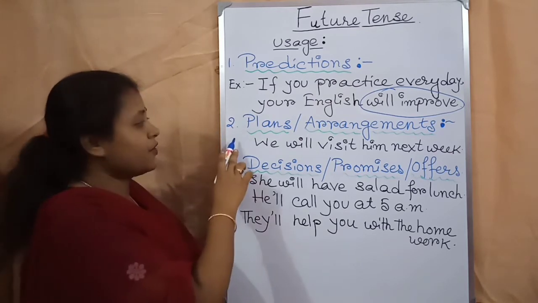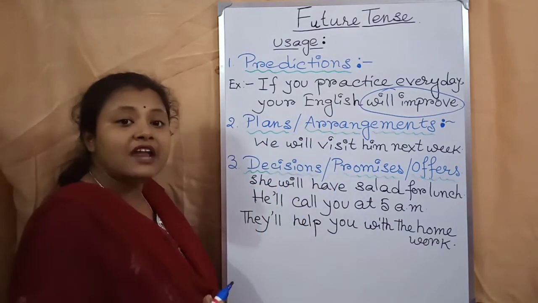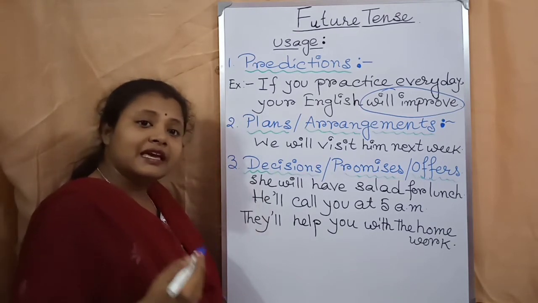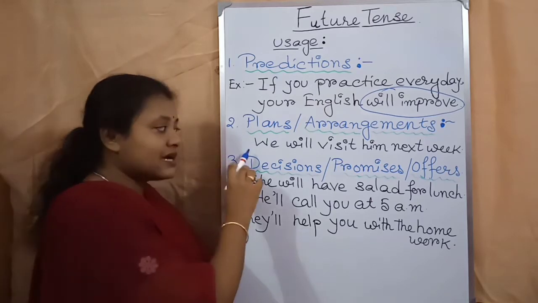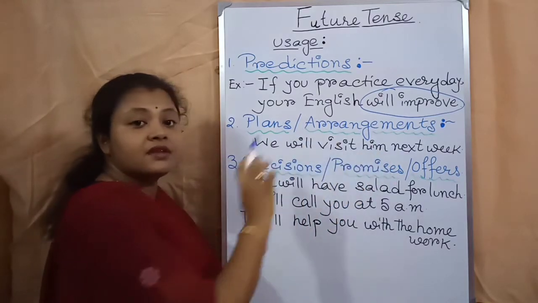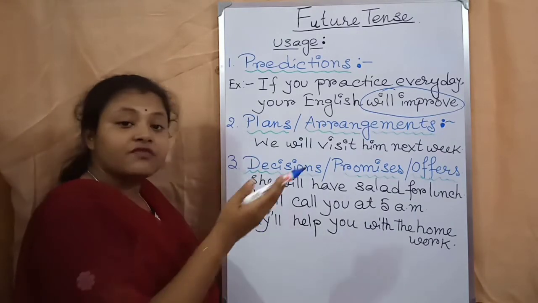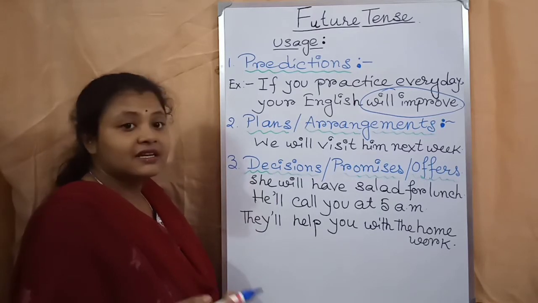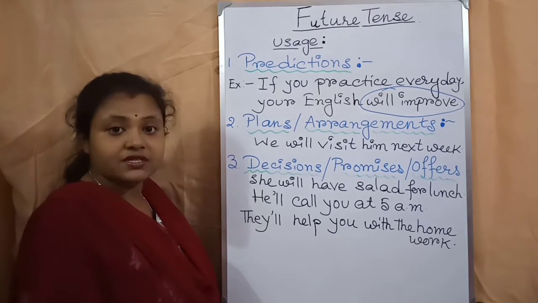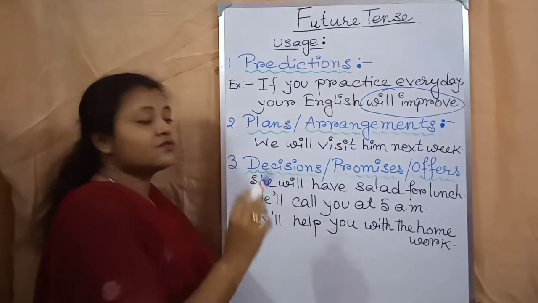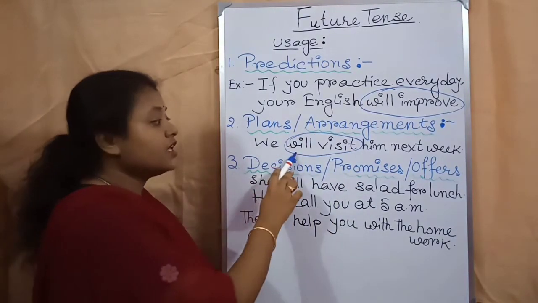Now, come to the second point. Plans or arrangements. Whenever you are making any plan for the future, in these sentences also, we can use future tense. Example: we will visit him next week. This is my plan, an arrangement that we have made. So here in this case, we are also using the future tense, will visit.